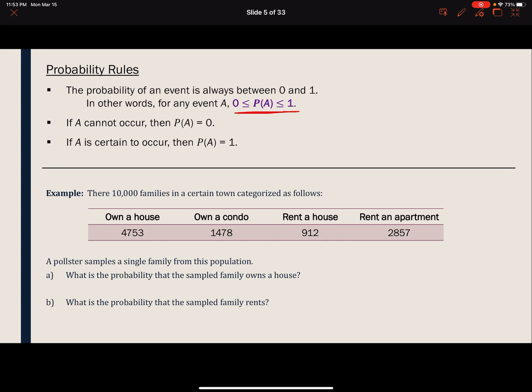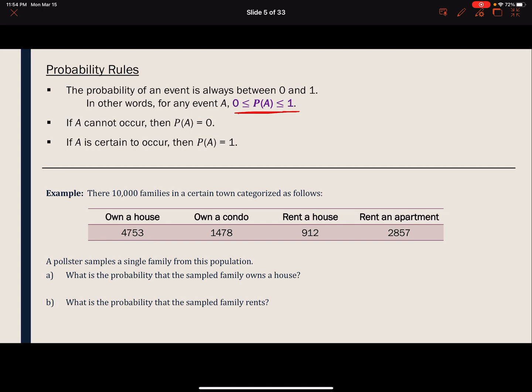Let's look at the next example. So we have, there are 10,000 families in a certain town that are categorized as follows. So we have families that own a house, own a condo, rent a house, or rent an apartment. And it says a pollster samples a single family from this population. What is the probability that the sampled family owns a house?